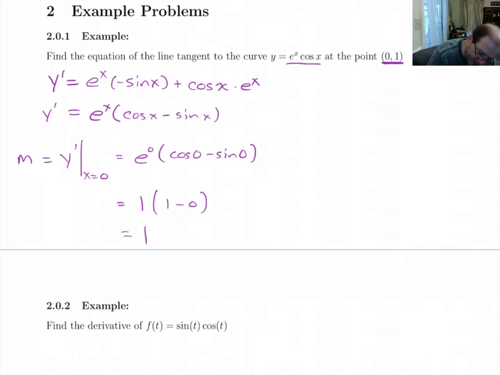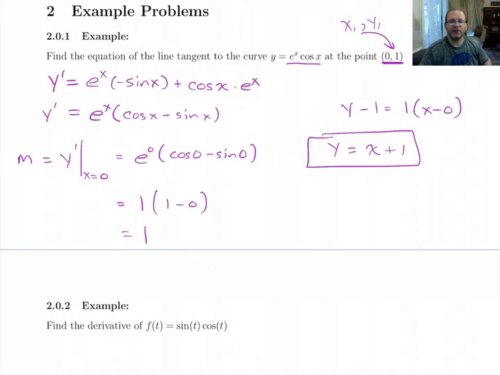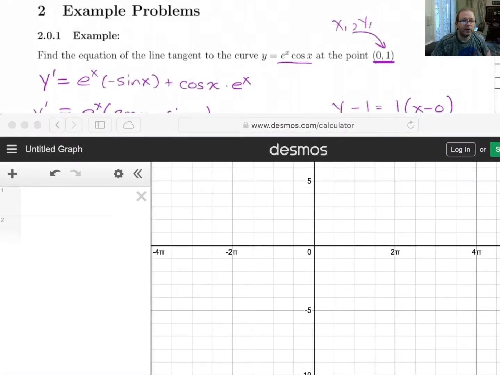So our line is going to be, this is our x1, y1, so y minus 1 equals 1 times x minus 0. So I just get y equals x plus 1. Kind of a boring line, but let's graph it just to see that this is the correct answer.